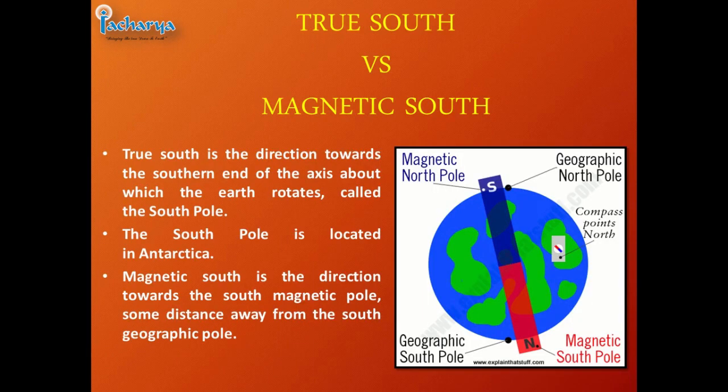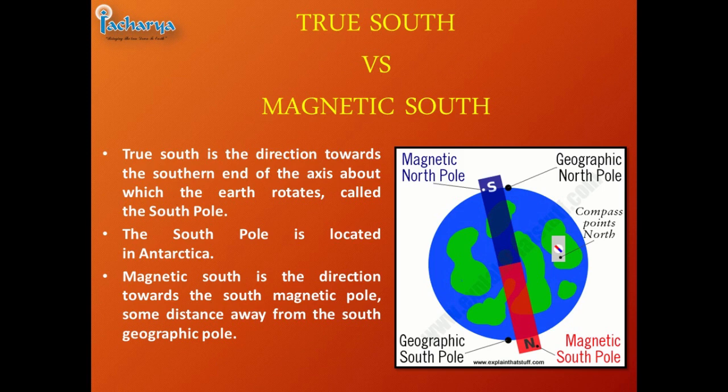True south versus magnetic south. If the location of a place is in the northern hemisphere, the panel should be placed facing the south direction, and vice versa for proper orientation of the panel. For that, we need to understand about true south and true north.